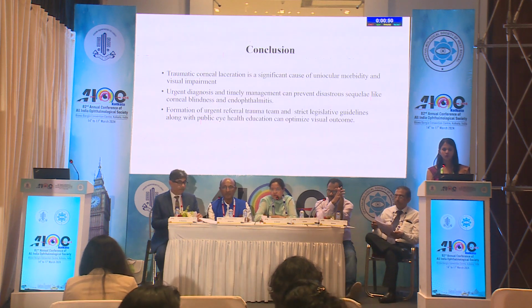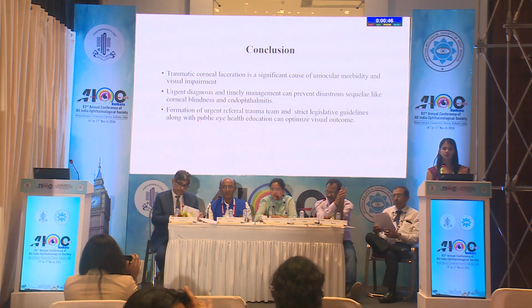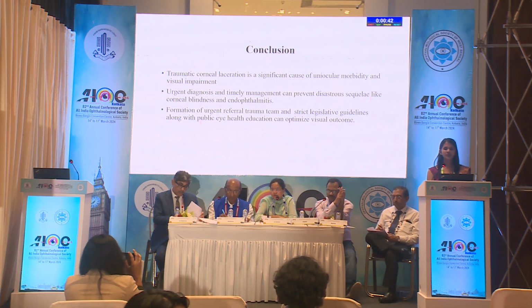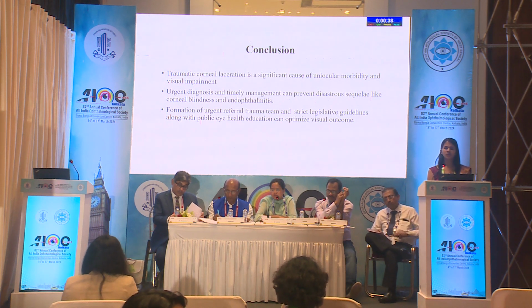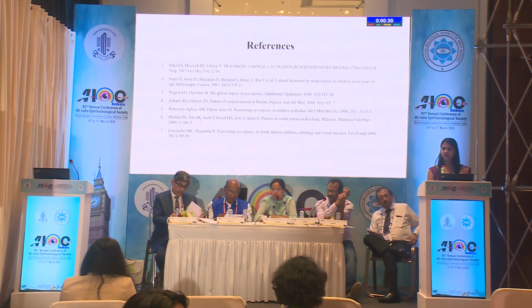To conclude, traumatic corneal laceration is a significant cause of uniocular morbidity and visual impairment. Urgent diagnosis and timely management can prevent disastrous sequelae like corneal blindness and endophthalmitis. Formation of an urgent referral trauma team and strict legislative guidelines along with public eye health education can optimize the visual outcomes. These are my references.